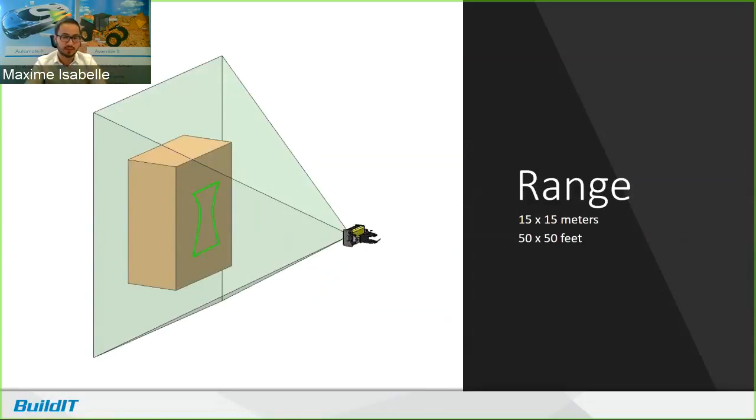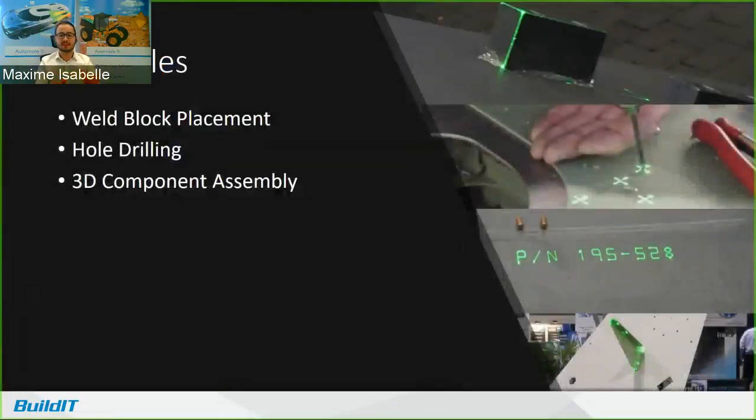The range of this technology is 15 by 15 meters, or 50 by 50 feet. If you have something that's bigger than that, you can connect multiple projectors simultaneously. And the beam itself stays focused, whether you're projecting it from 6 feet to 50 feet, or 1.8 meters to 15.2 meters. Now, before moving on to the software side of things, I wanted to go over more examples to help you see how it might apply to you.